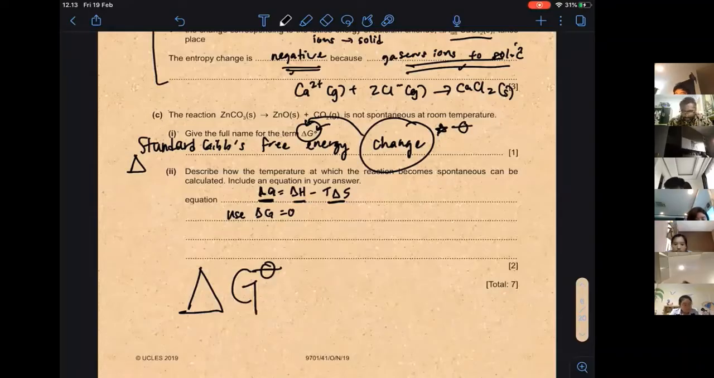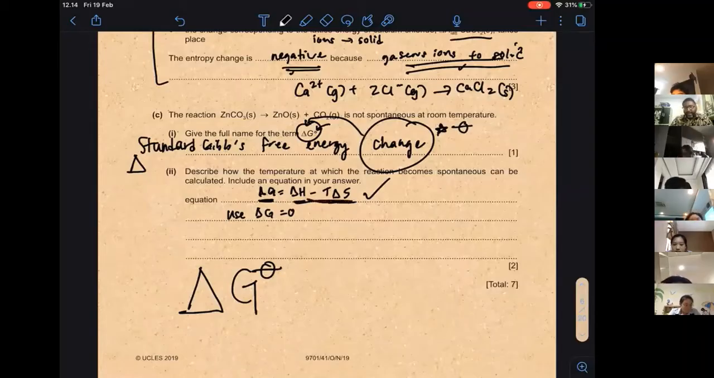Now, describe how the temperature at which the reaction becomes spontaneous is calculated. Include an equation for your answer. This is the equation. I told you to remember it with Mr. Gopi is not that hot or something like that. So you can actually remember this.